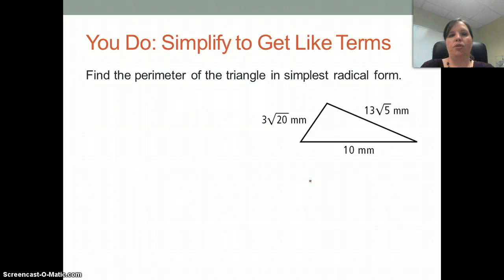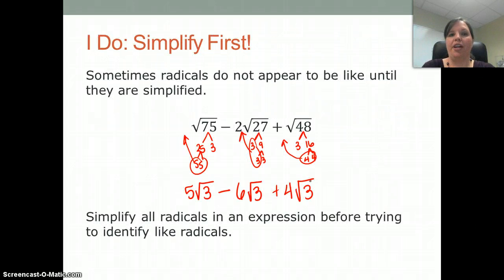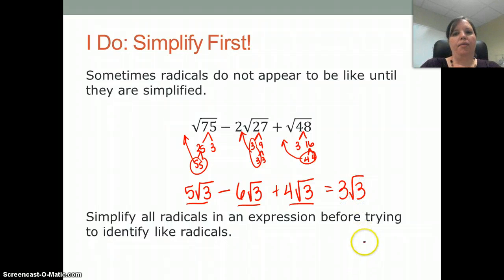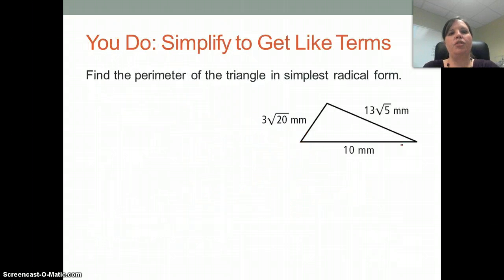Sorry, I meant to finish this one and then give you the you do. To finish this one off now, I see that all 3 of these are like terms. So I do 5 root 3 minus 6 root 3. That's negative 1 root 3. And then plus 4 root 3 would be 3 square root of 3. So you can't combine until you simplify. So if it's possible to simplify, you want to check that out. So now the you do. So pause and give this one a try.